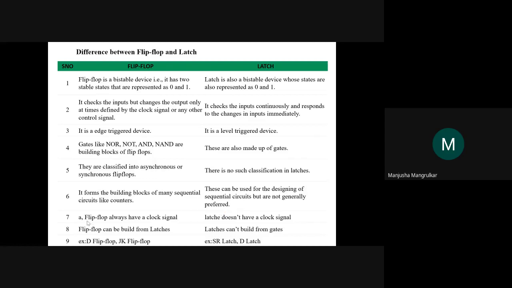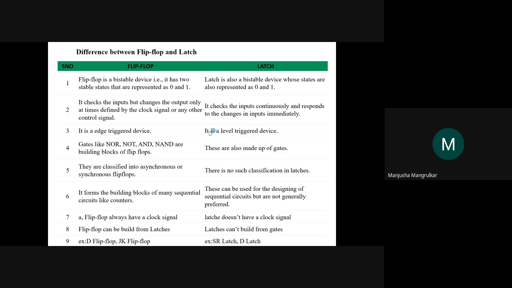A flip-flop always has a clock signal. Latches do not have the clock signal, as we have seen. A flip-flop cannot be built from latches, but latches can be built from gates, right? For example, the D flip-flop and JK flip-flop are there. Here are the SR latch and D latch. Here is also the SR flip-flop and D flip-flop. They are given these names. So this is the difference between a flip-flop and a latch.